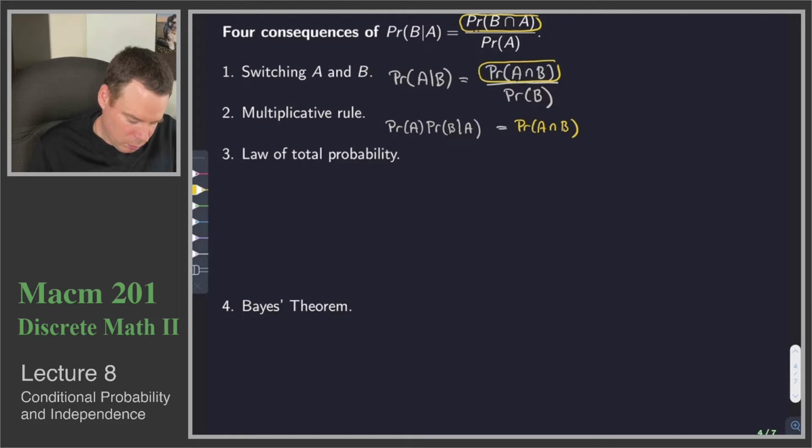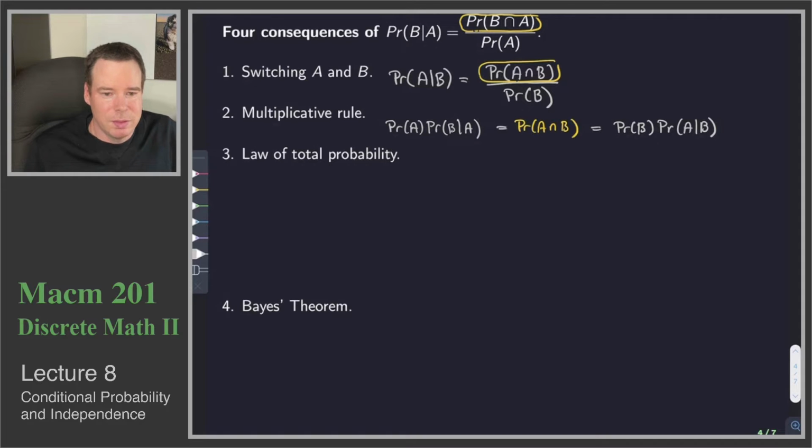But the second equation on the page, we could multiply through by the probability of B, and we get that that's also equal to the probability of B times the probability of A given B. And this is known as the multiplicative rule. It expresses the probability of the intersection in terms of two conditional probabilities, either the probability of B given A or the probability of A given B.